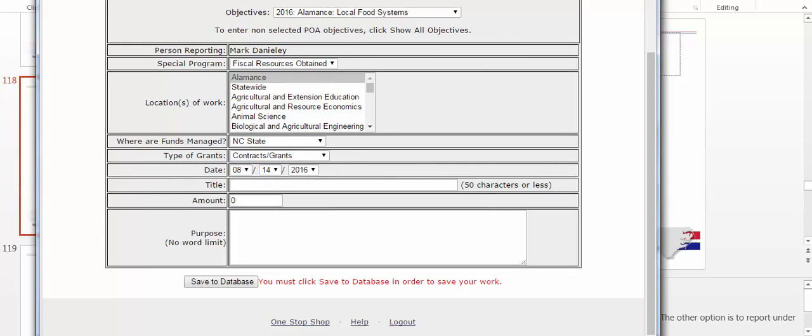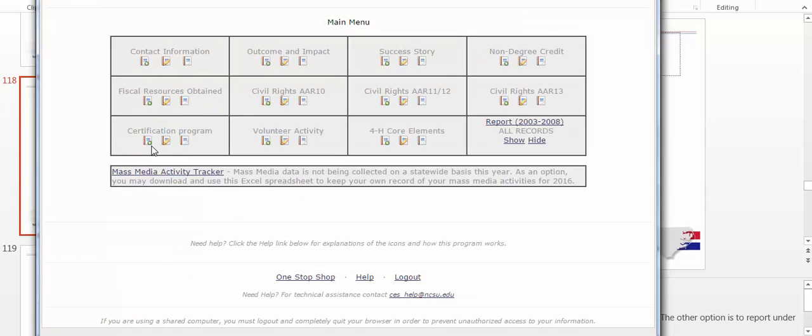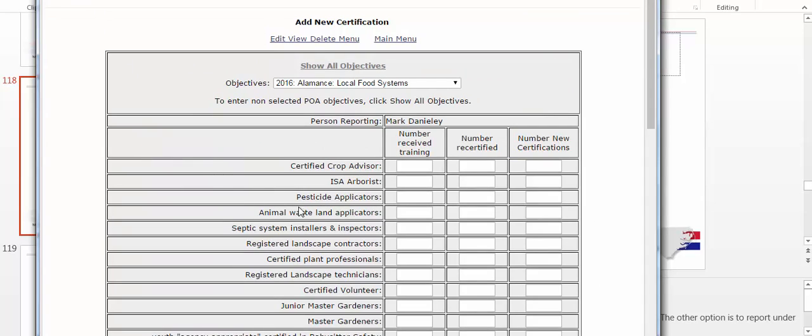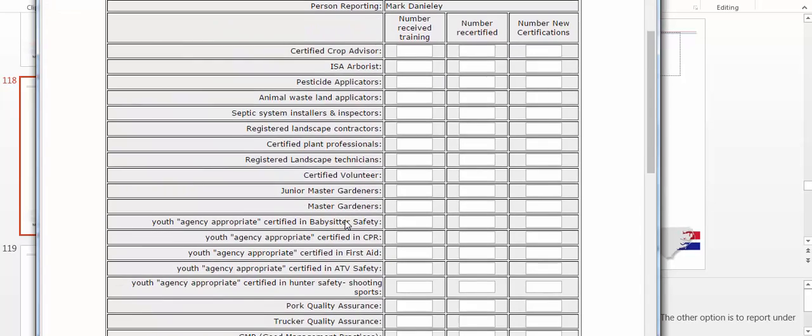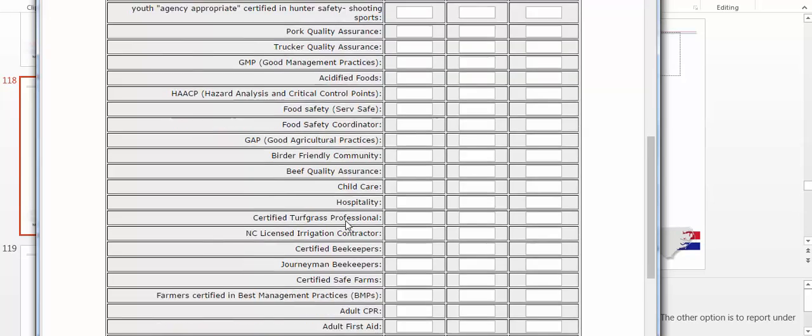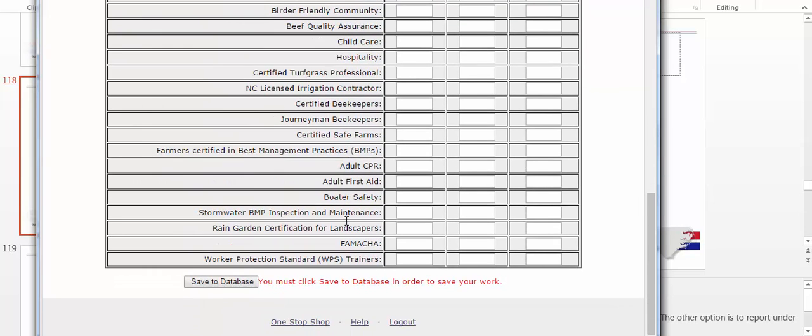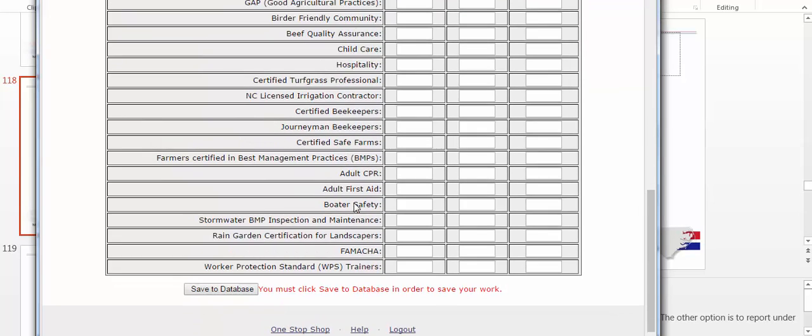Pull this one up. So here you can see the different certifications that we have to report under.